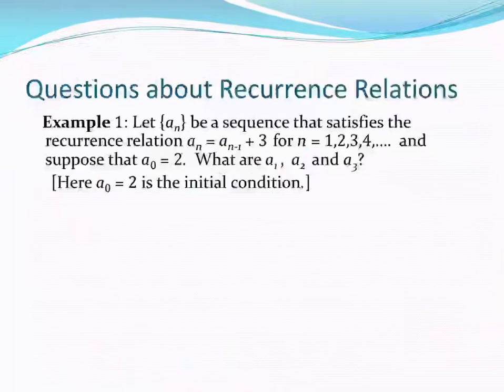Okay, so here's the first example. My recurrence relation is the nth term is equal to the (n minus first) term plus 3, and I limit the range for n to non-negative integers. I can't use my recurrence relation for the first term, a0, so I have to declare it to be 2. That is my initial condition. So I have my initial condition and my recurrence relation.